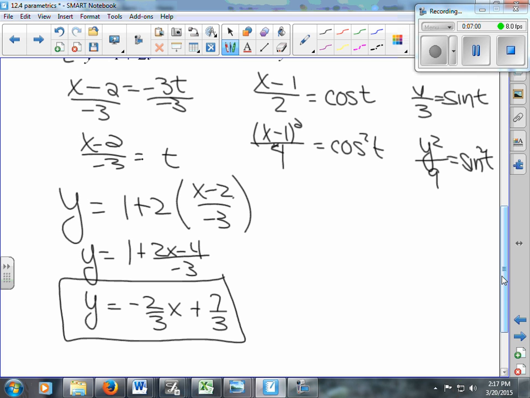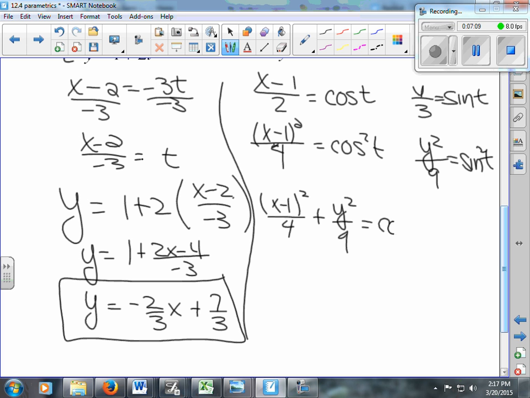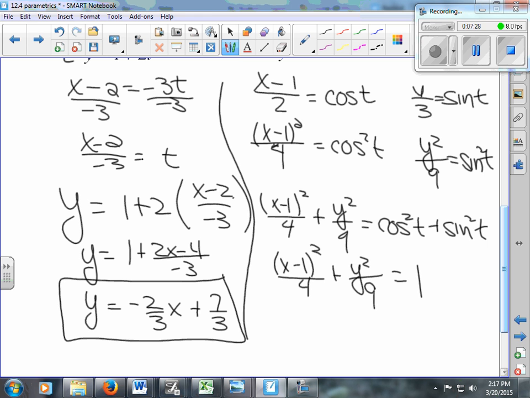So when I add the left sides together, I get x minus 1 squared over 4 plus y squared over 9. And that equals cosine squared of t plus sine squared of t for when I add my right sides together. And sine squared plus cosine squared, well, that is just the number 1. And so we've used a trig identity to eliminate the parameter on this one. And so this is the equation that we get in rectangular form.